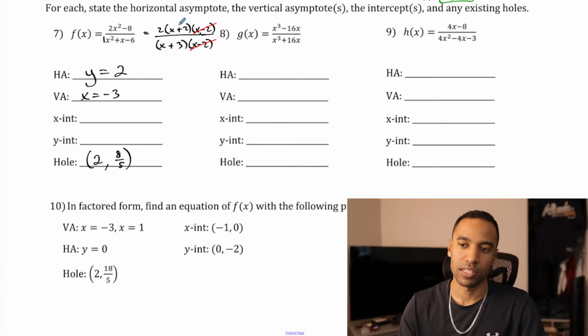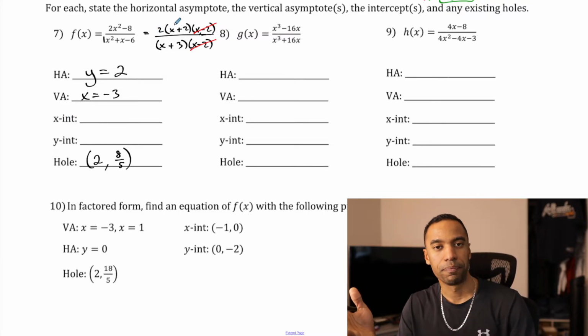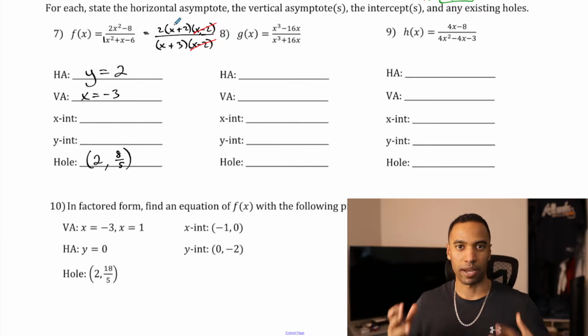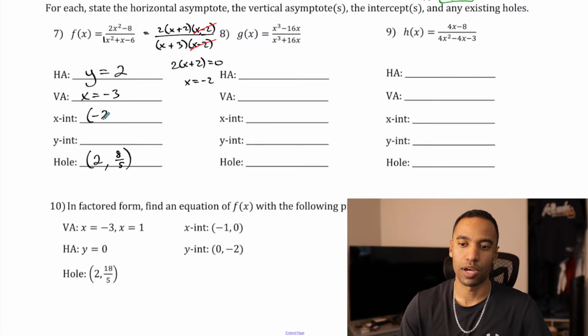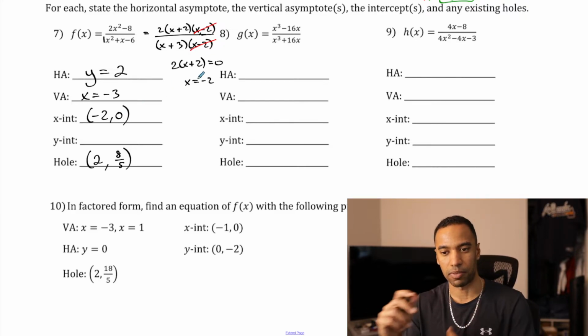X-intercept: we take a look at when we get 0 in the numerator, because that's when we divide 0 by something to get 0 for y. When does 2 times x plus 2 equal 0? Well, that's when x equals -2. So -2 comma 0. I like to write it as an ordered pair. That's something that we're plotting.